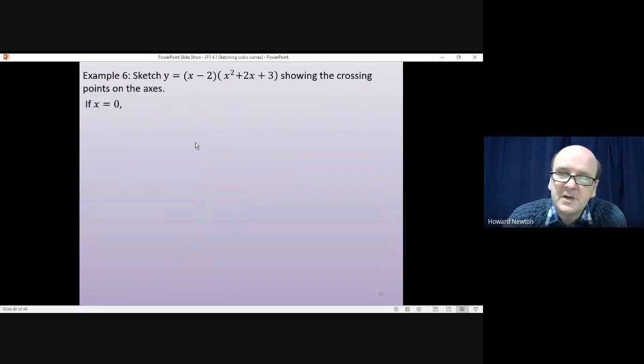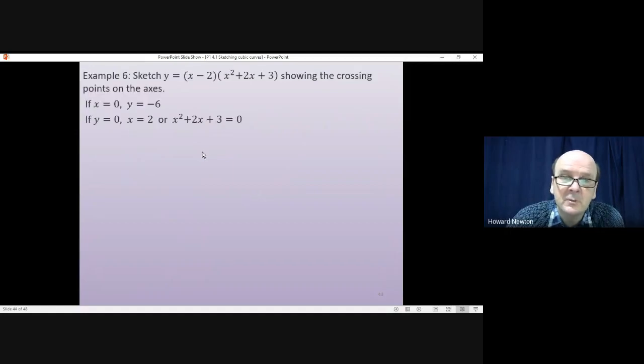So again, we'll just start off as before. We'll say what happens if x is 0. If x is 0, we'll get minus 2 in this bracket, 3 in that bracket. Minus 2 times 3 gives us minus 6 for the crossing point on the y-axis. To get the crossing point on the x-axis, we say what happens if y equals 0, which means all of this will equal 0. Now, there's one solution we get straight away, which is x equals 2 in that first bracket. Any other solutions will come from this quadratic being equal to 0.